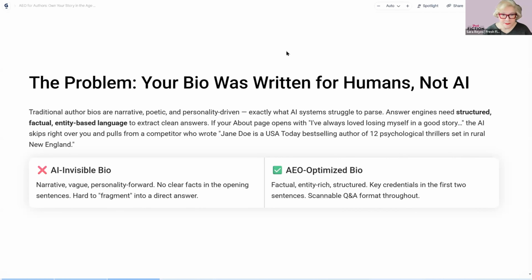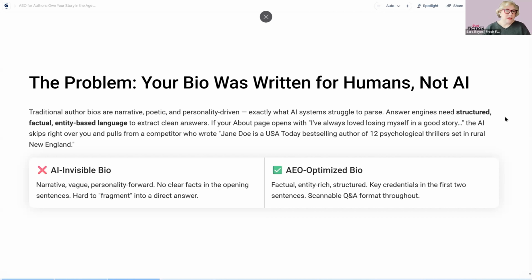Where was I? Yeah, so like I've said here, if your about page opens with, I've always loved losing myself in a good story, AI skips you and moves on to the next one. You're invisible. You're not there. Because a machine is not a human and it's looking for a different kind of thing. Now, if you say instead, Jane Doe is a USA Today bestselling author of 12 psychological thrillers set in New England, you have a better chance of getting here. I'm going to get rid of this so I can actually see it.